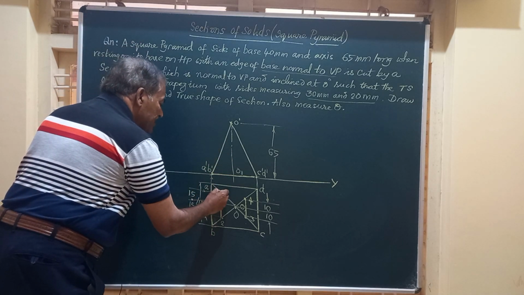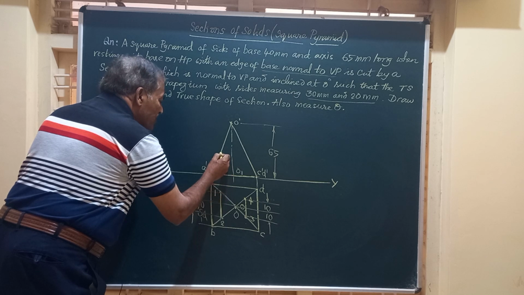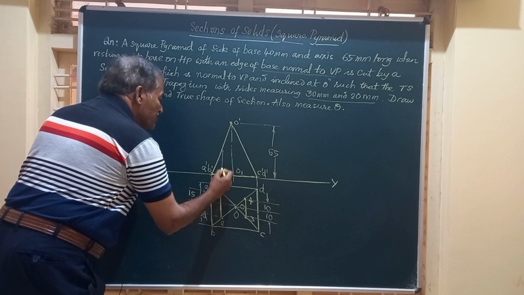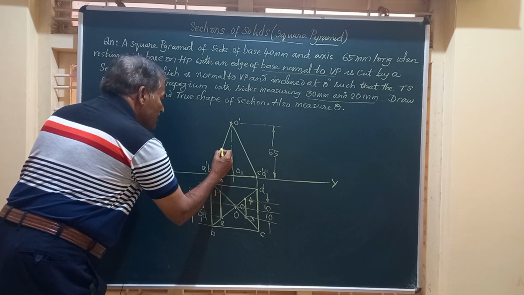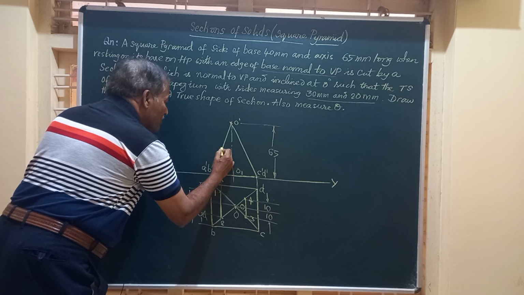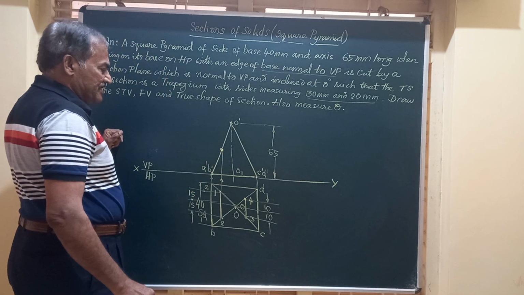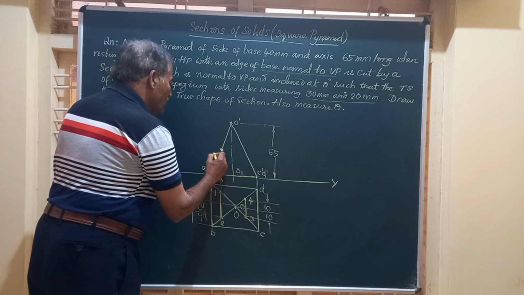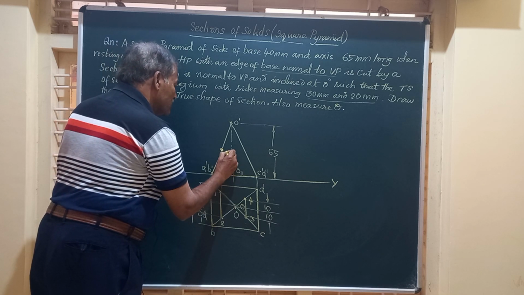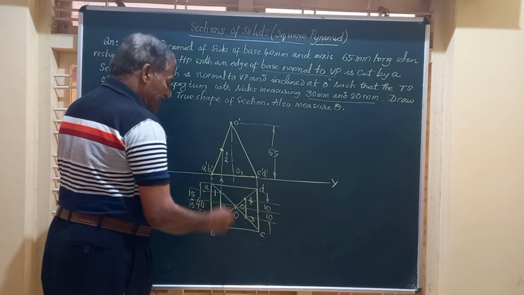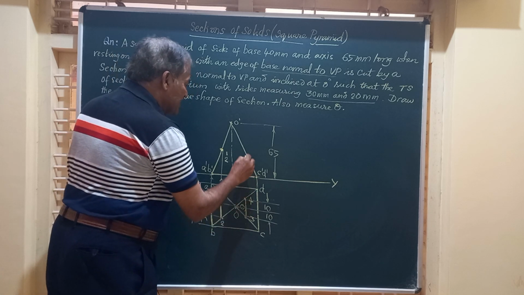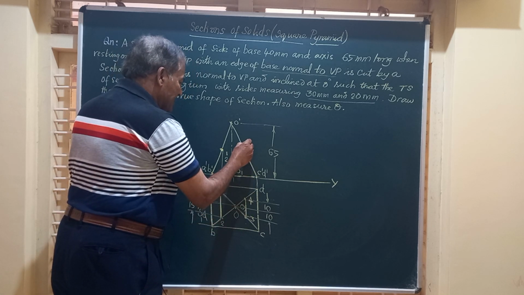So from these points 1 and 2, I am going to draw a vertical. This vertical will cut OA and OB at this point. So this is point 1 and 2. I will mark it as 1 comma 2. Likewise, 3 and 4 are here. I will just draw a vertical line from there.